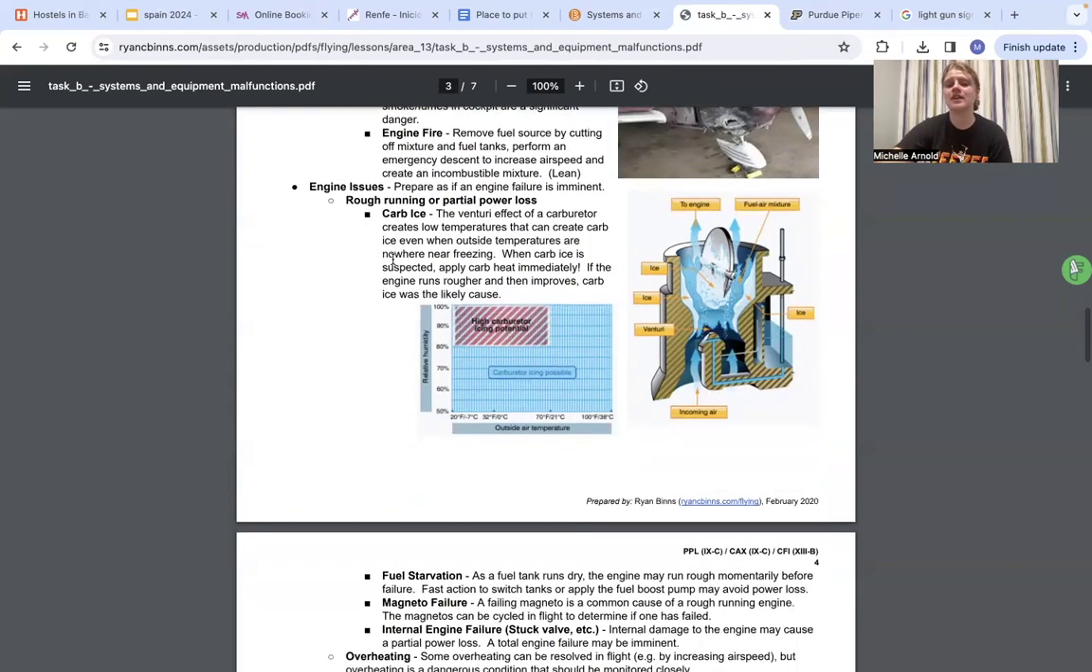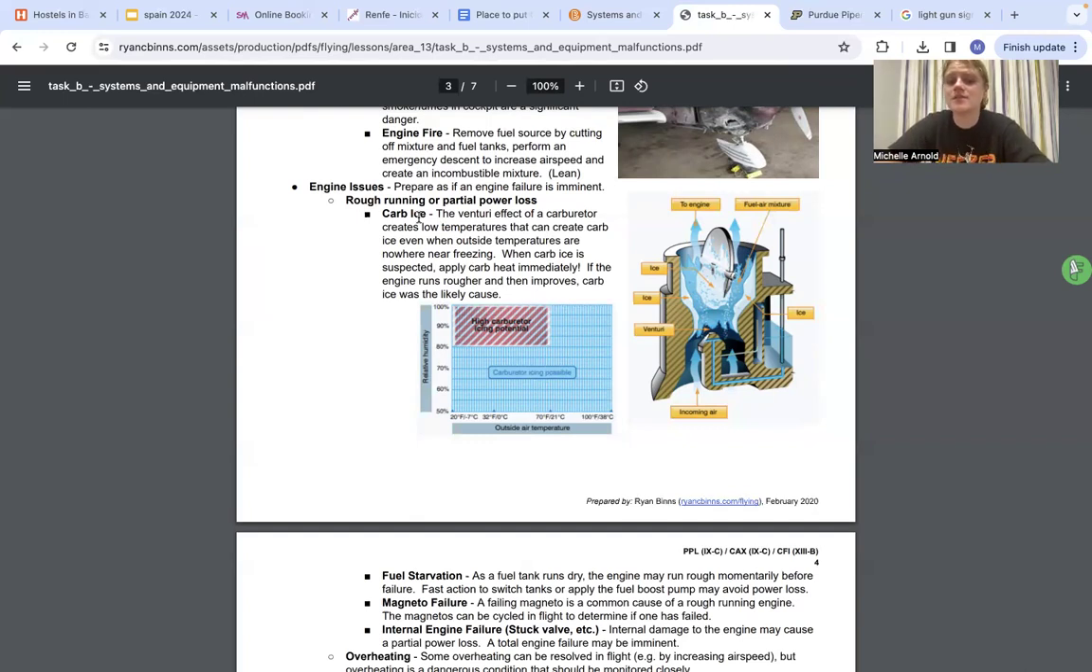A couple things that it could be is it could be carb ice. So in carbureted engines, we don't have this in the Piper Archer, but in a carbureted engine, there is a Venturi effect of the carburetor that creates low temperatures because the air has to go faster through that Venturi because of Bernoulli's principle. And when the outside temperatures are warm, this does not have to be in icing conditions. Carb ice can build up, and this will cause engine roughness because not as much of the fuel air mixture can get through that Venturi.